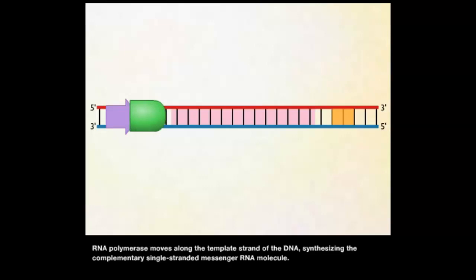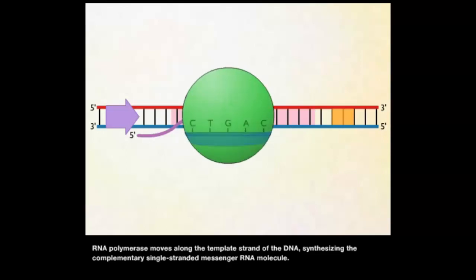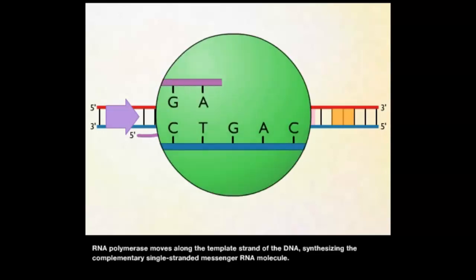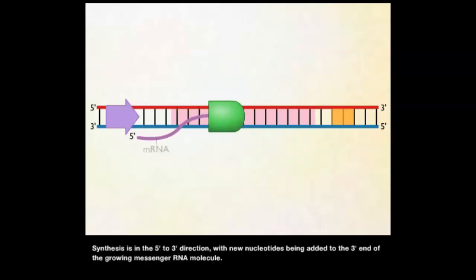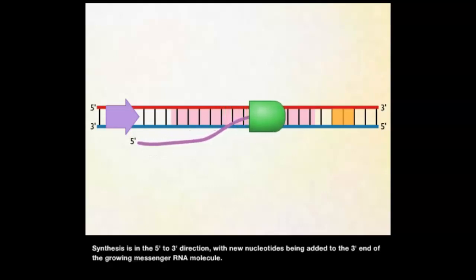RNA polymerase moves along the template strand of the DNA, synthesizing the complementary single-stranded messenger RNA molecule. Synthesis is in the 5' to 3' direction, with new nucleotides being added to the 3' end of the growing messenger RNA molecule.